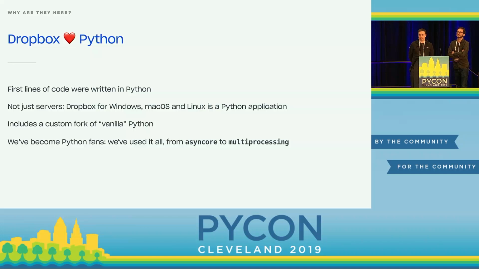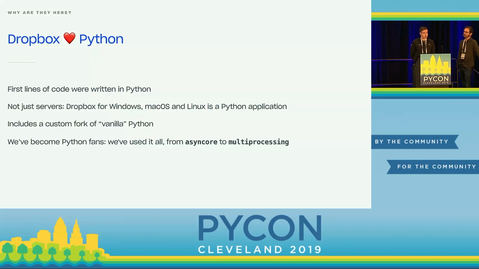Well, the first part of the answer to that question is we love Python. Dropbox has been using Python actually from the very beginning. The very first lines of code ever written at the company by our CEO, Drew, were actually in Python for Windows. And we use it obviously not just for servers, but also for our desktop clients. We use it on Windows, macOS, and Linux. And that's really just from the beginning all the way to now.